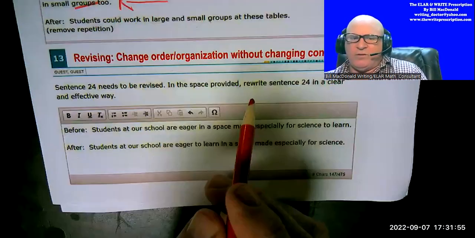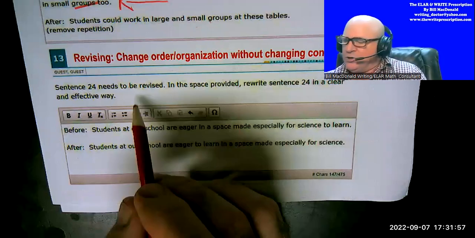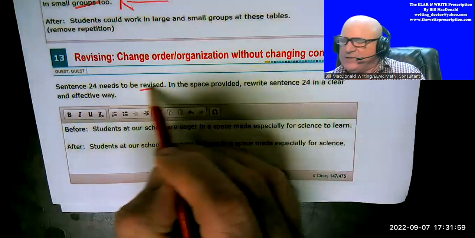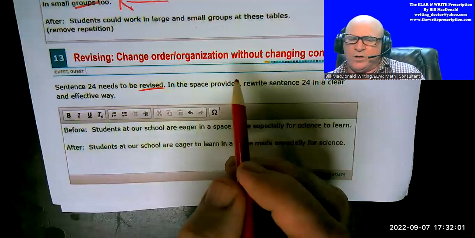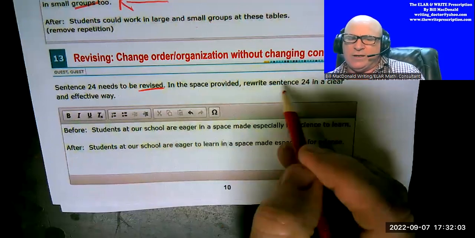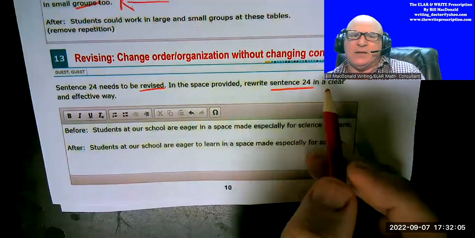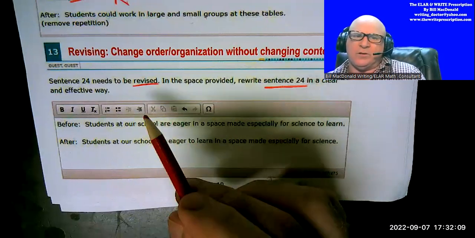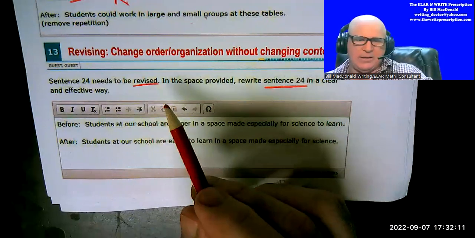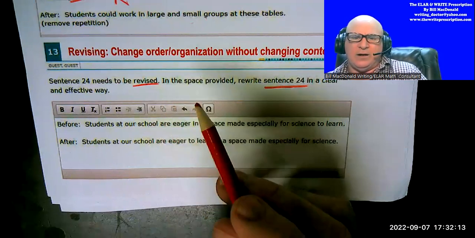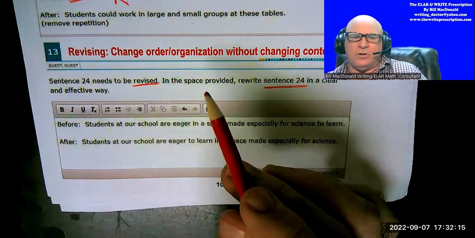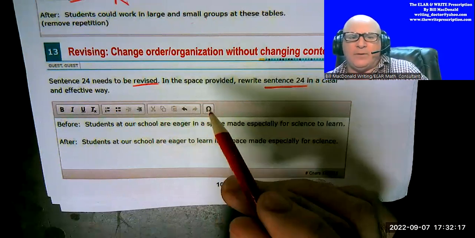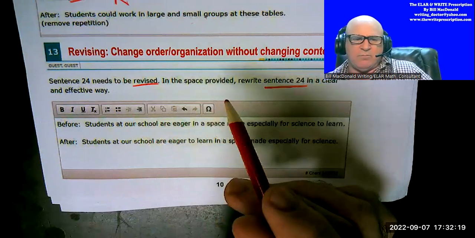Every time you see the word revise, all you're doing is thinking, okay, I just need to change the order of the words so that it makes more sense. It's sort of like saying, I have this puzzle and I want to put all the pieces of the puzzle in an order that makes sense so that I could make the puzzle clear.